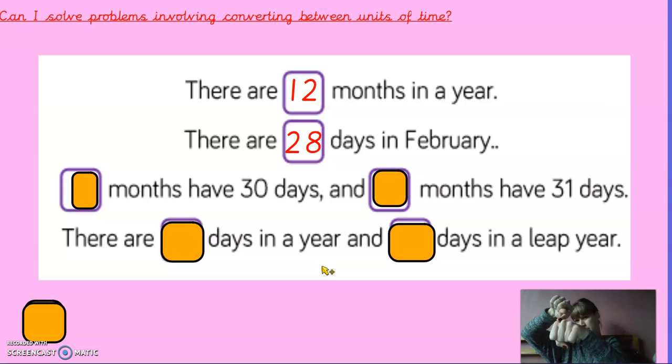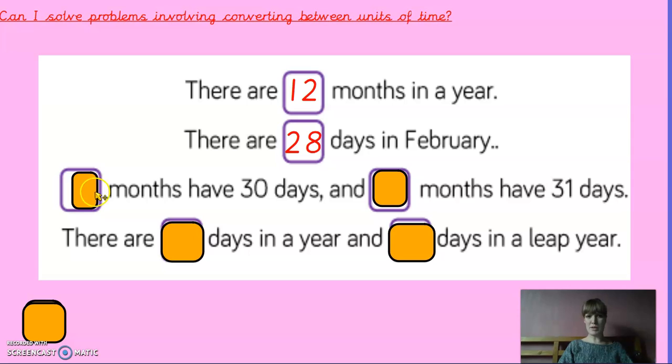June has 30 days, so less than 31. Then July is 31. Then August is 31. September is 30 days. October is 31 days. November is 30. And then December is 31 days. So that's a nice little trick to remember how many days are in each month.